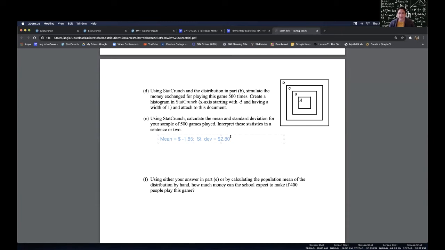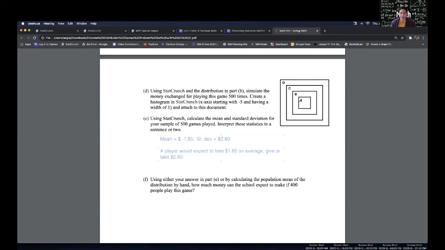Okay, so what this would mean is that if I'm going to interpret, and I know a lot of you struggle when I write interpret, what this is telling me is that a player would expect to lose or win. Which one would the player expect? Would it be lose the $1.85 or win the $2.80? Lose the $1.85. Yeah, the mean is the center, so that's what we expect to happen. We expect to lose $1.85 on average.